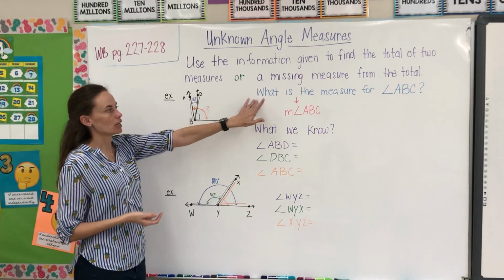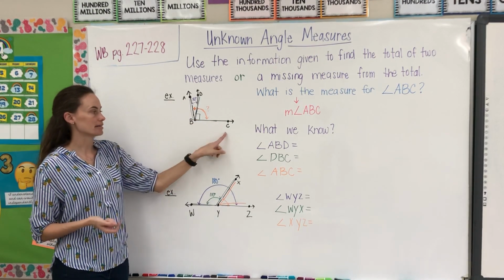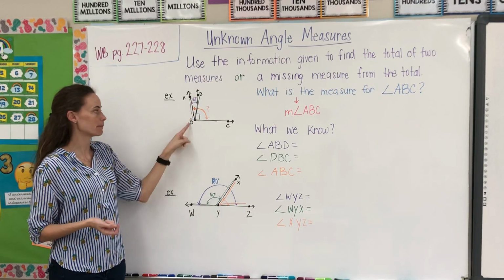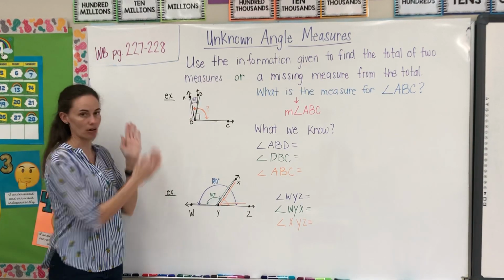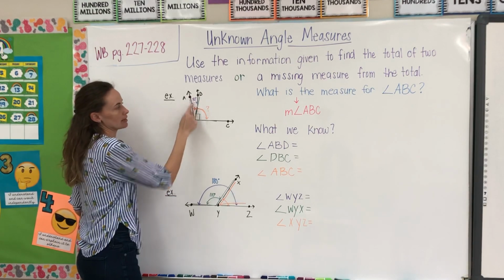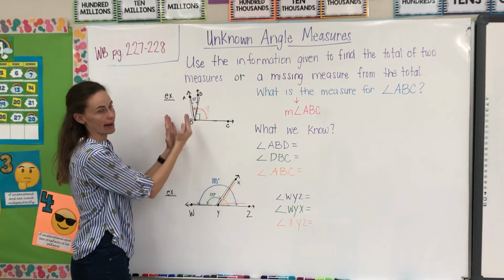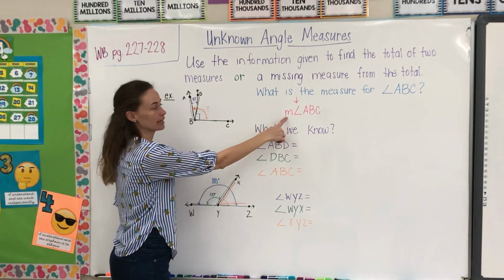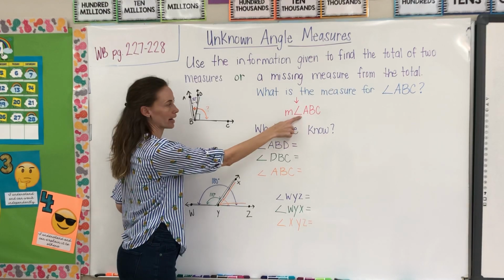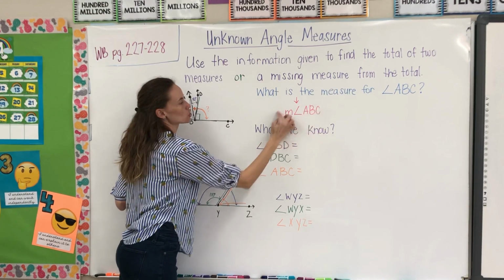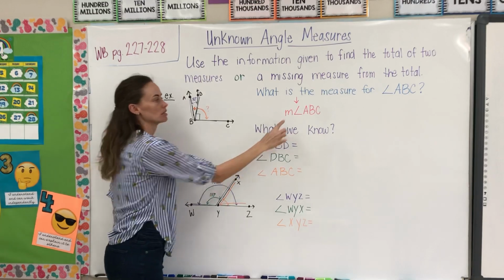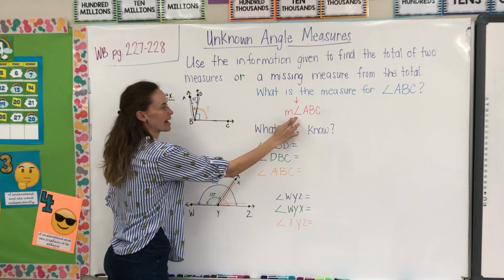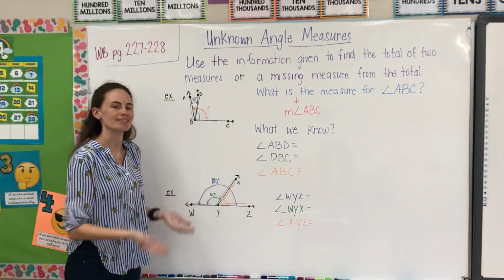What is the measure of angle ABC? So they want to know the total in this one, because ABC is the entire angle, the bigger part. And if you look on the inside, it has another angle. So this M, and then the symbol for angle ABC, is a short way of writing that question: the measure of angle ABC. So if you see that M, angle, and then the letters, they're asking you what it measures.